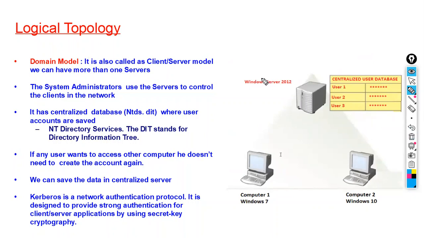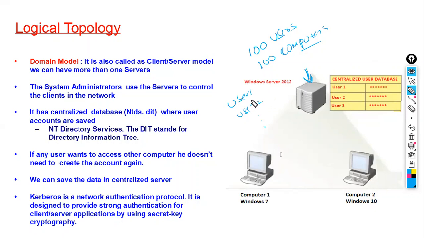So let us take the same example. We have 100 users and we have 100 computers. So with this domain model, with this client server model, you are going to create the 100 user accounts on this server only once. You don't need to create these 100 users on 100 computers. You are going to create it only once. Okay, user 1, user 2, and so on.